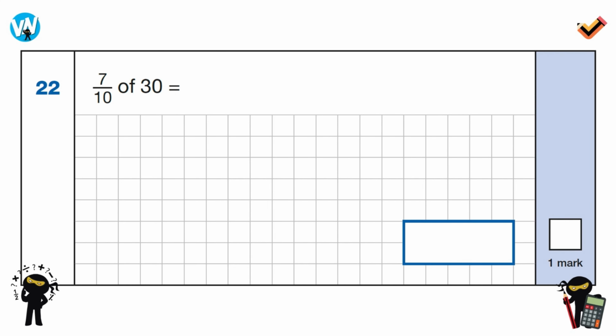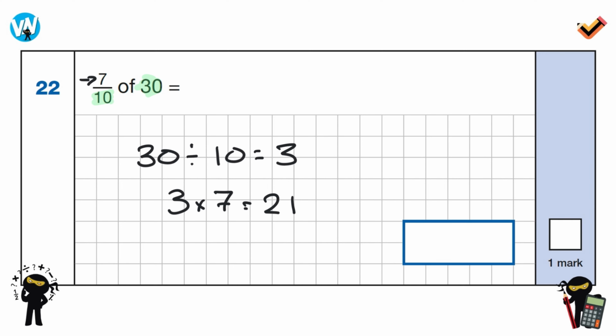Whereas these ones are more of your classic. Straight away, we should be able to spot 10 and 30, see that it's in the same times table. And again, divide by the bottom, times by the top. Dead straightforward. So we would be doing 30 divided by 10 is 3. And then 3 times the numerator, which is 7, is 21. That's the answer.